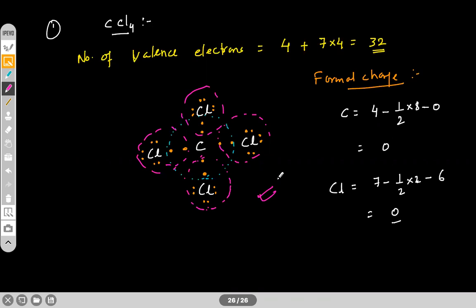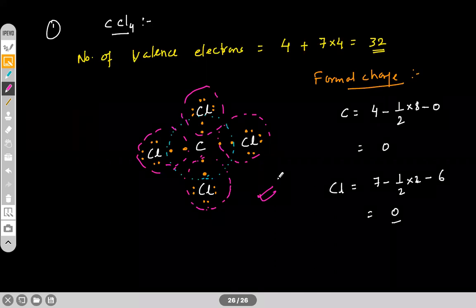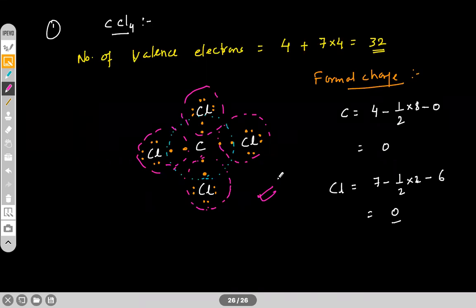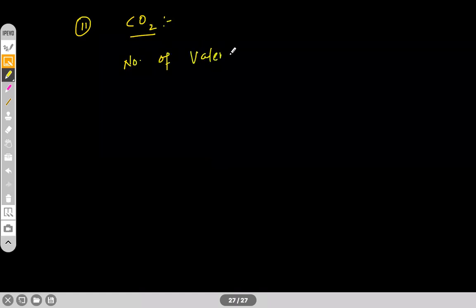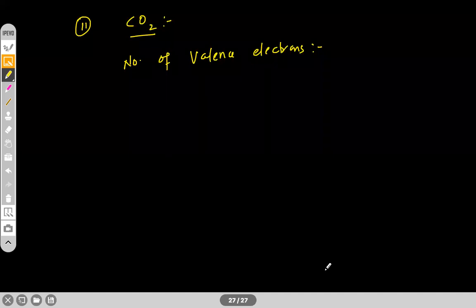Did you understand this? Right? Let's take another example, CO2. Tell me the valence electrons for carbon dioxide. The number of valence electrons, and which one is the central atom here? How many valence electrons are there?